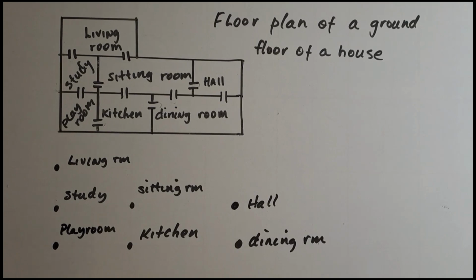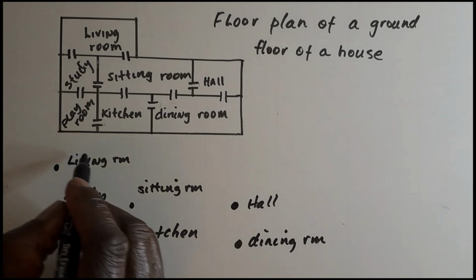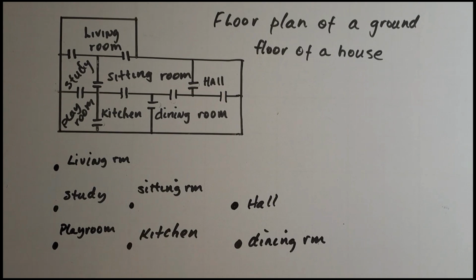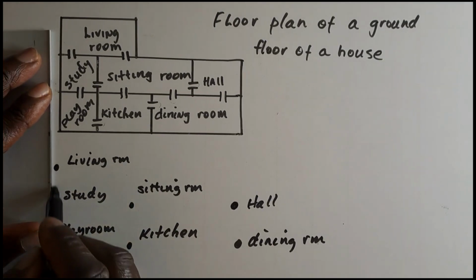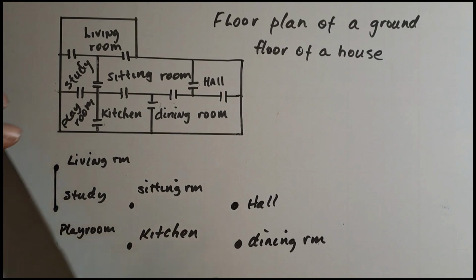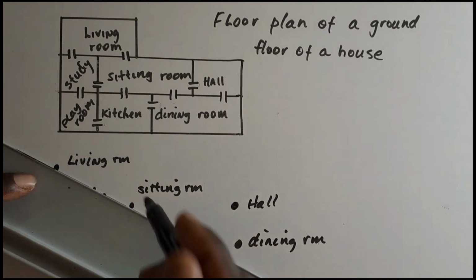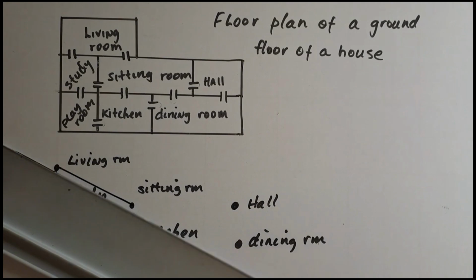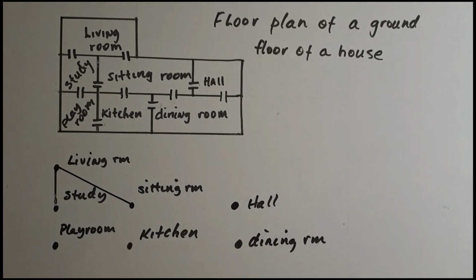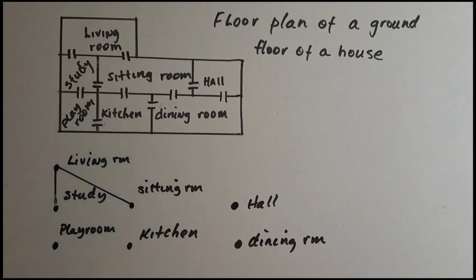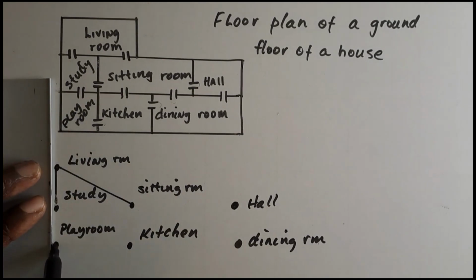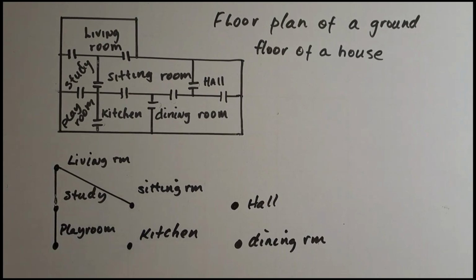So living room, we can get to the study and the sitting room. So we'll have an edge going from here to here, and one to the sitting room. From the study, we can get to the playroom. So there's one edge connecting the study to the playroom.